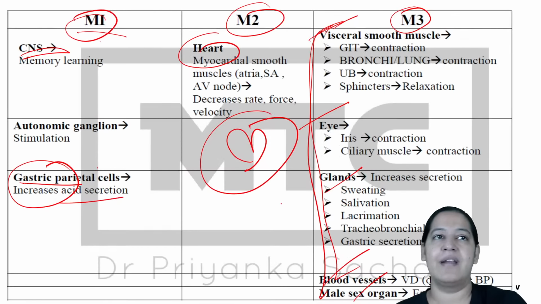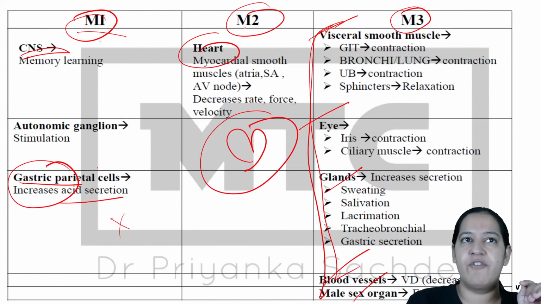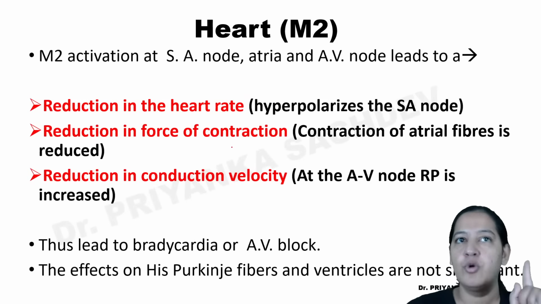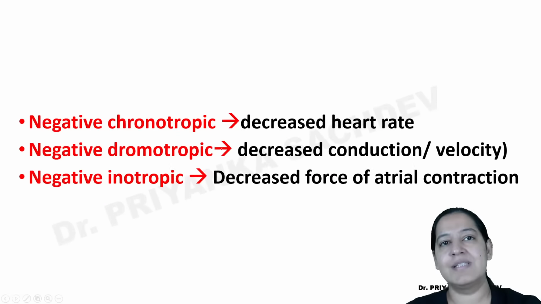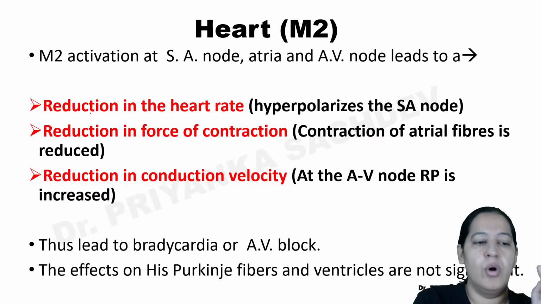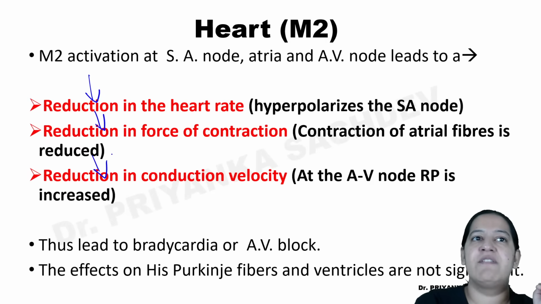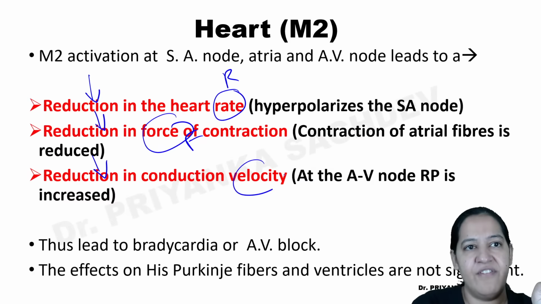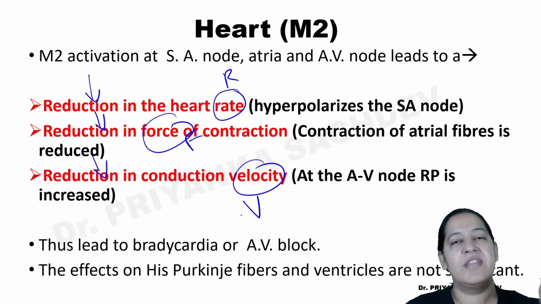Let me tell you the actions one by one. M1 is not really very important, so I will start from M2. M2 is present on the heart. So on the heart, we have M2 receptors. When acetylcholine is secreted and it binds with the M2 receptors on the heart, it causes a reduction in the heart rate, reduction in the contraction, and reduction in the velocity. So heart rate, force of contraction and velocity of conduction, all 3 things are reduced.